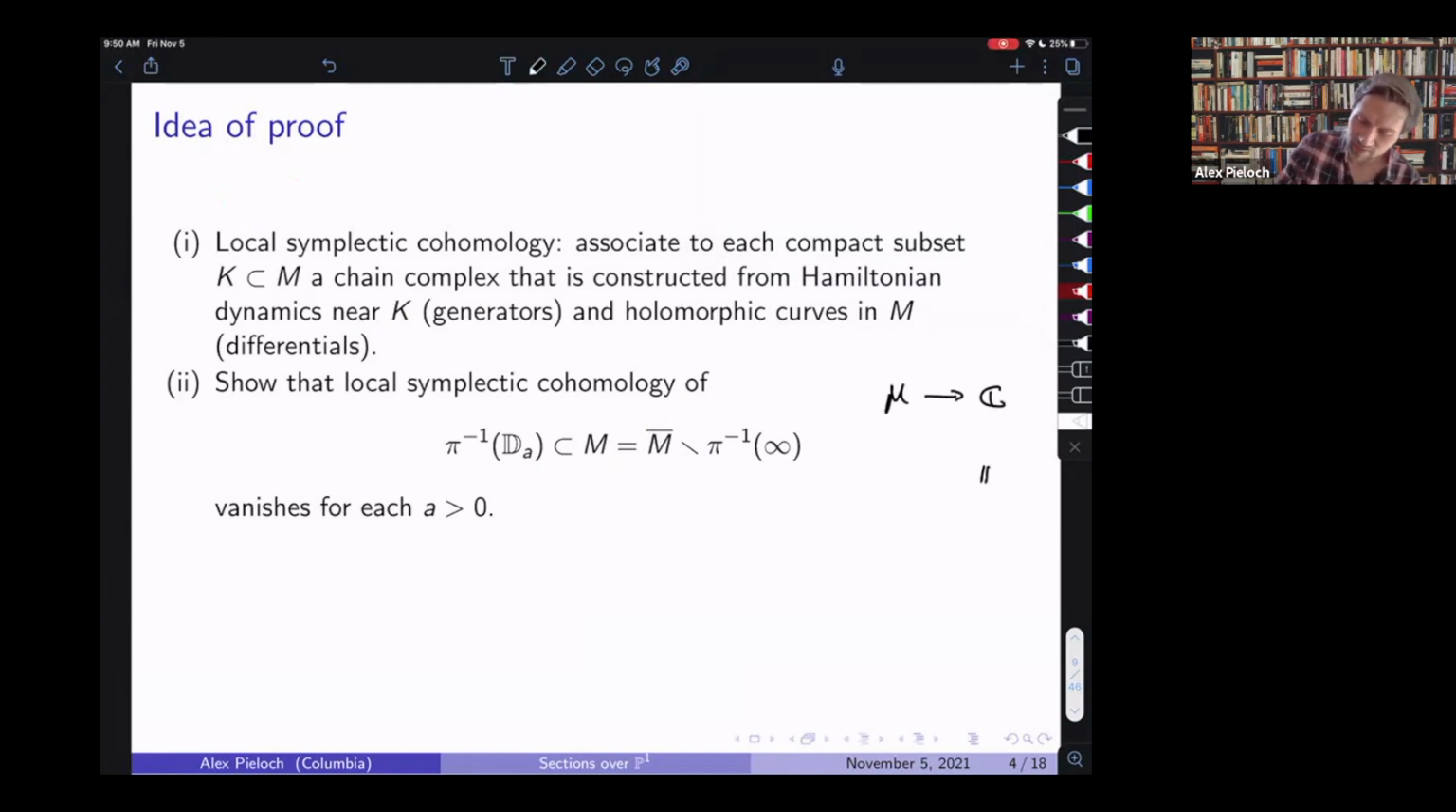And the compact subsets that we look at are just the inverse images of disks under our map pi. Oops, that arrow goes this way.